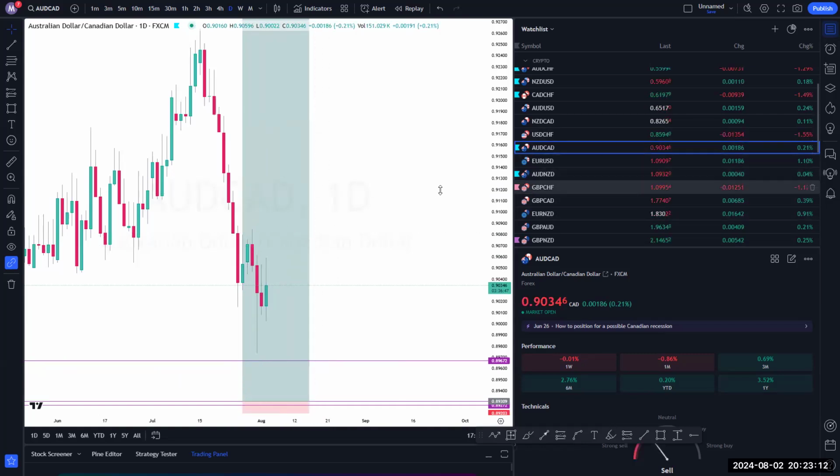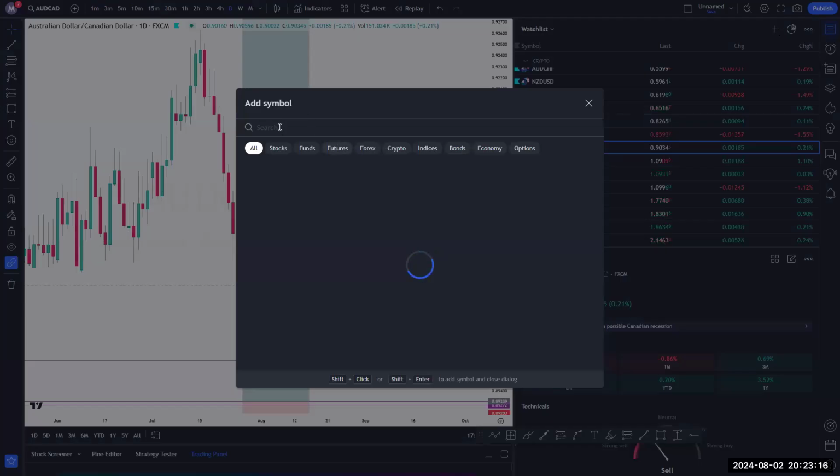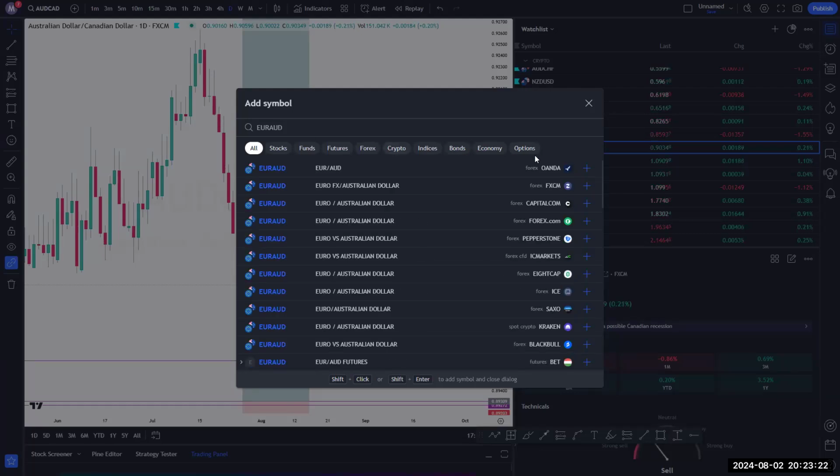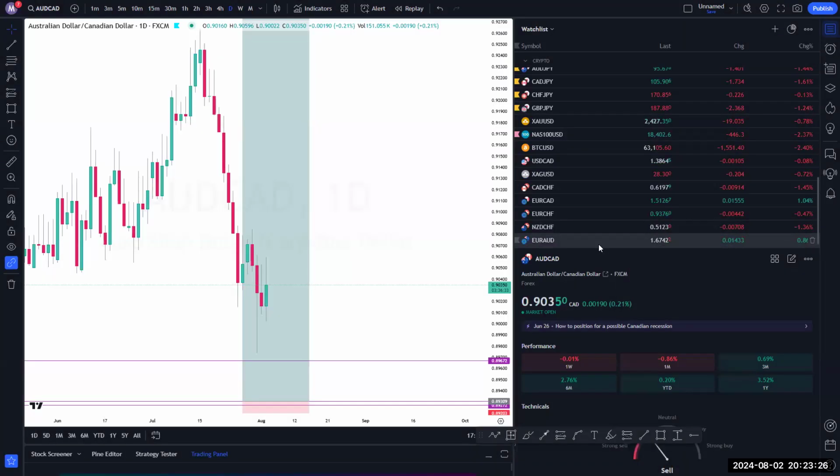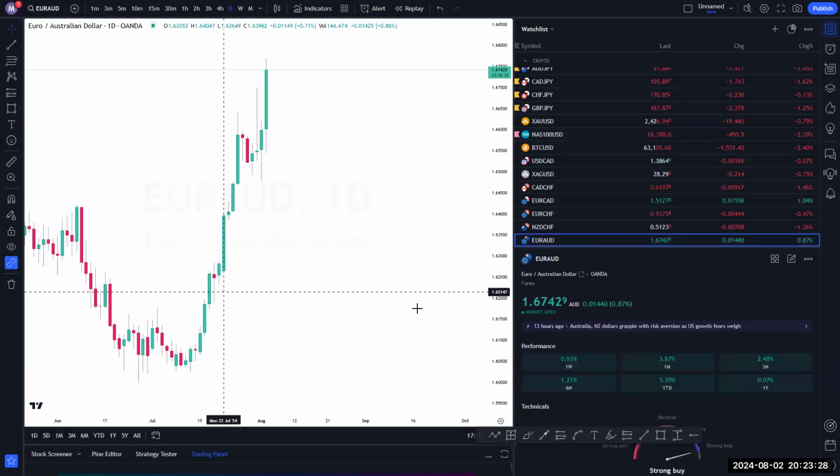So what was the reason for this? The reason for that sale was from Euro AUD. I don't trade Euro AUD, but let's check what's there on Euro AUD.